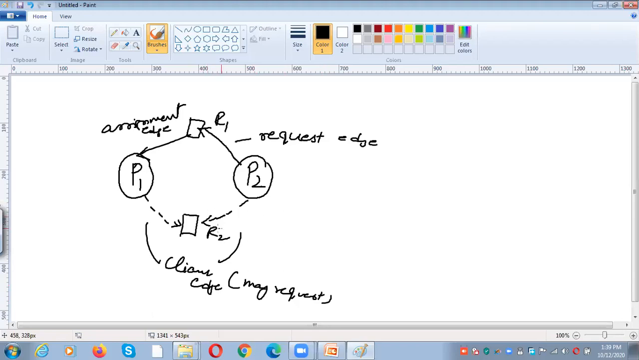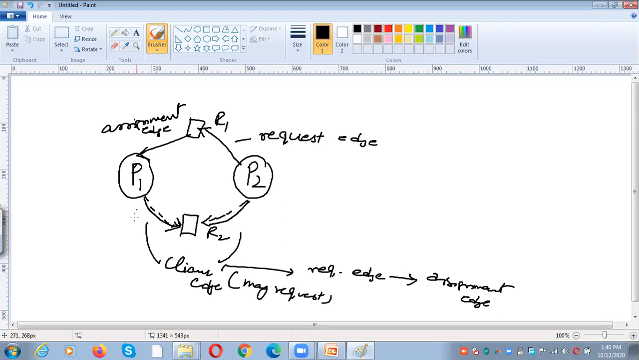After that, these particular claim edges will be converted into request edges. When will it be converted? When P1 and P2 request the resource, these lines become solid lines. This dashed line will be converted into a solid line. So after that, this claim edge will be converted into the request edge. After that, the request edge needs to be converted to an assignment edge. When will it be converted into an assignment edge? Whenever you want to convert it into the assignment edge, you need to check for a cycle.